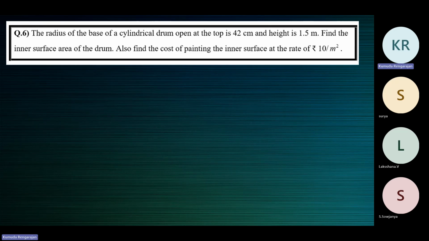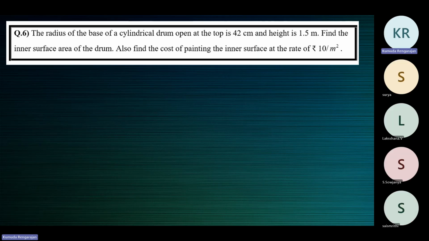In general, a cylinder, I'm not talking about this cylindrical drum, which is open at the top. I'm saying in general, a cylinder can have all these surfaces. These are the possible surfaces in a cylinder. A cylinder has one curved surface and two flat surfaces. The flat surfaces are circles. So one curved surface area, one circle on the top, one circle at the bottom.